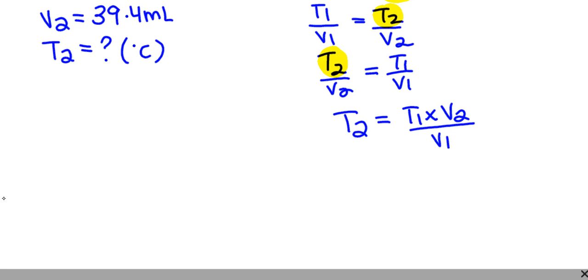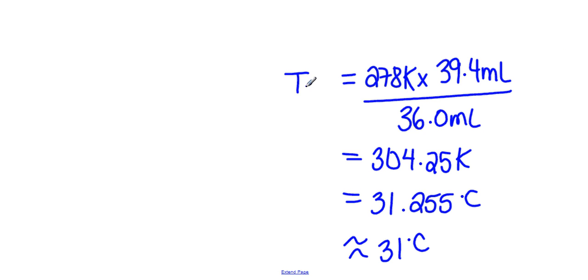All right, let's take a look. So if we want to find out T2, when we put in all of our information, our temperature and our two volumes, we get about 304.25 Kelvin. Then to convert it back from Kelvin to Celsius, we need to subtract 273. So to go from here to here, we did our conversion, 273 Kelvin, and we get approximately 31 degrees Celsius for two significant digits.